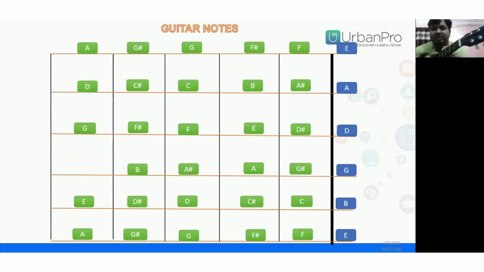The top E we call the high E because it rests on the top position, and the bottom E we call the low E because it rests on the lower position. Now, when you play the first string open, you will get the sound of E.